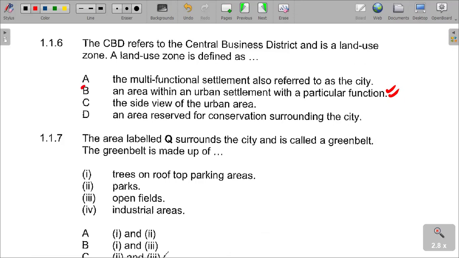So our answer must be B, which we talk about an urban settlement with a particular function. The particular function is actually found within that area. We have no mix of, we actually look at it as to say that it occupies and runs services and functions that are taking place within that particular area. The side view of an urban area is what we talked about as urban profile right now, and then an area reserved for conservation surrounding the city. We cannot talk about that as a CBD.